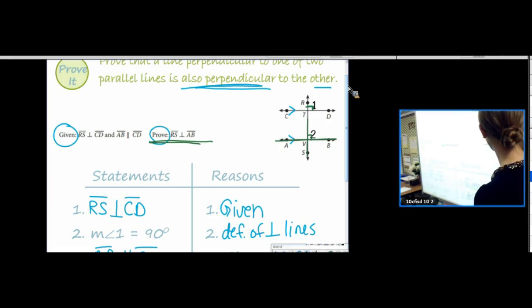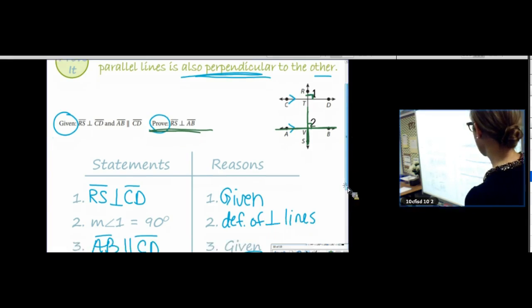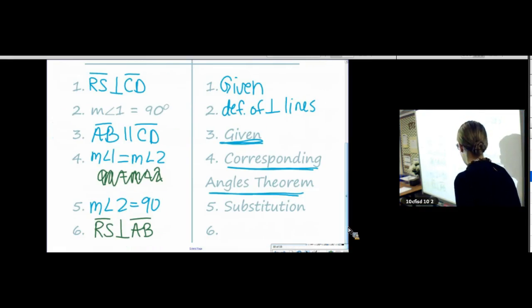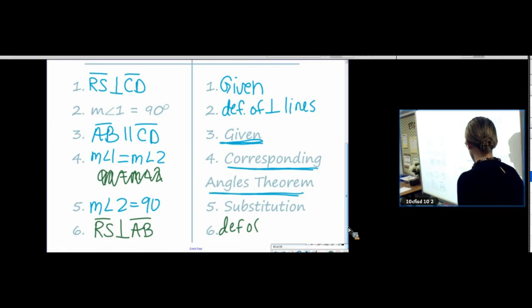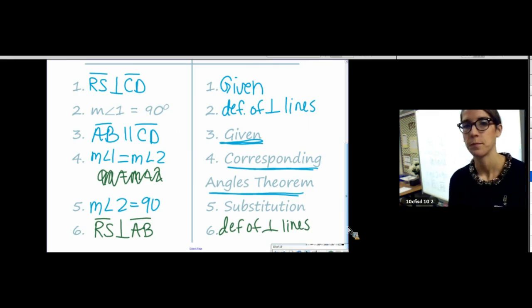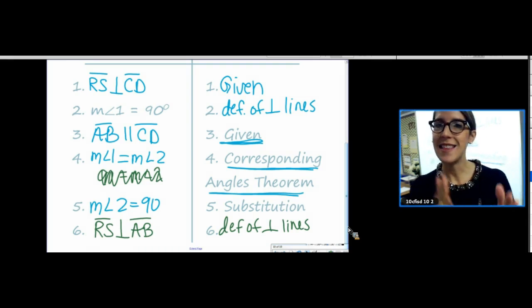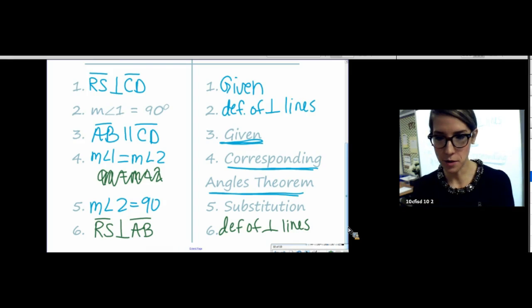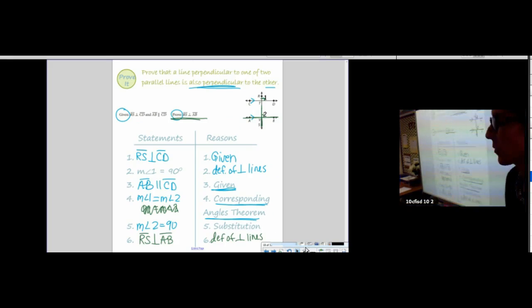So the last thing is, once again, we can use it again, it's definition of perpendicular lines. If we know an angle is 90, then we know the lines that create that angle are perpendicular. Woo! So if you want to copy down the whole thing, I'll leave it right there. Okay?